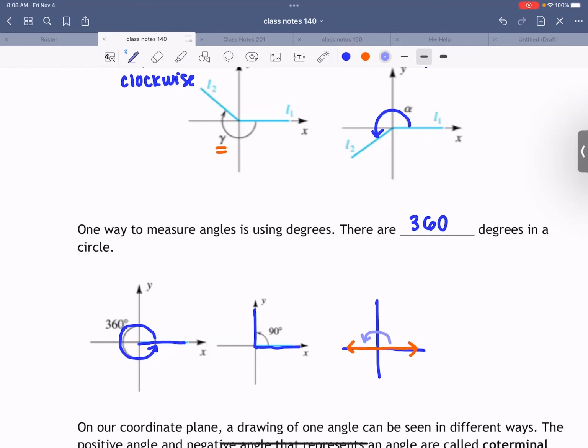180, right? And we can know that because it's half of 360. I went halfway around the circle, so I know this is going to be 180 degrees. Okay. Finally, let's do one more.